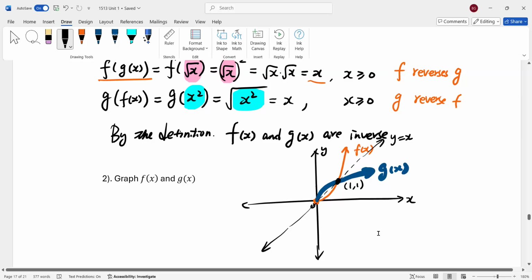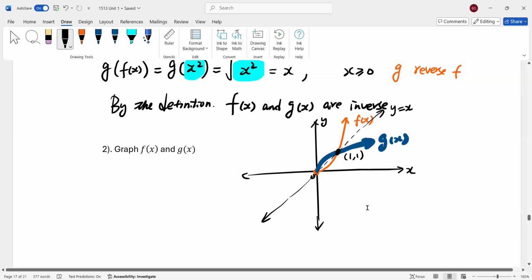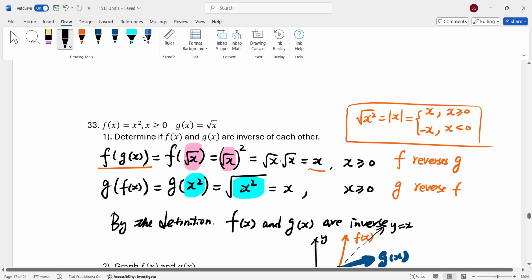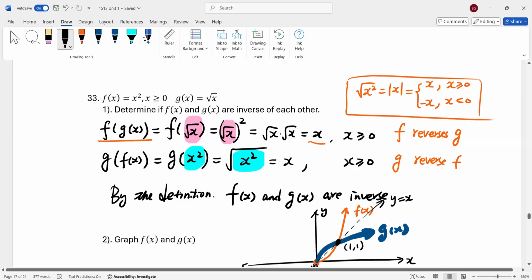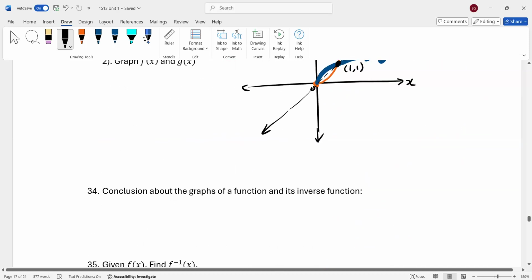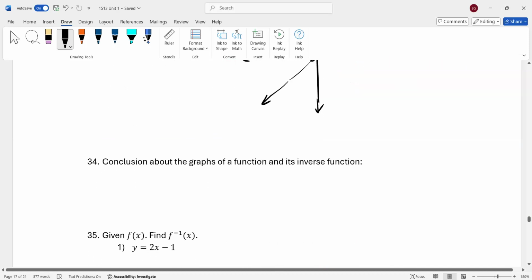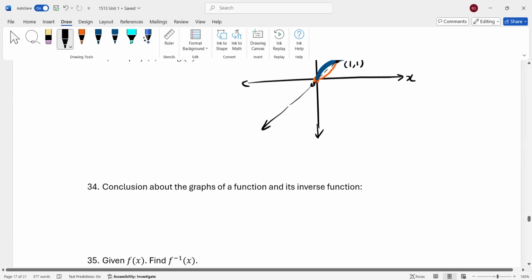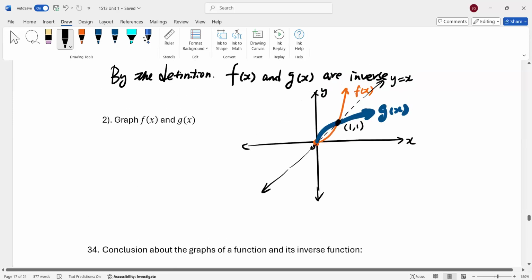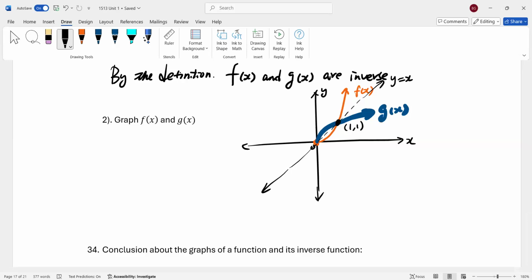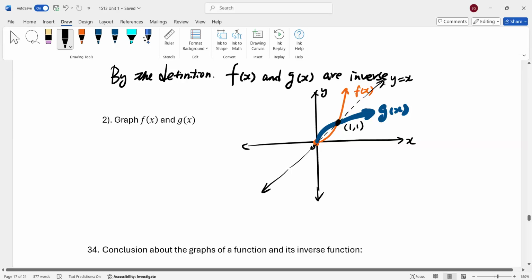So that is a very important conclusion. And this is not just true for f and g in question number 33. It is a generally true fact. We are going to write the conclusion right here in number 34. Any two functions, if the two functions are inverse of each other, their graphs are always symmetric with respect to the bisector of quadrant 1 and quadrant 3.